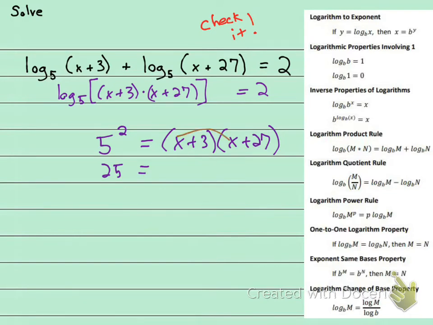First two, x squared, plus the outer 2 is 27x, plus the inner 2 is 3x, plus the last two. The last two is 3 times 27. Give me a calculator. 3 times 27 is 81.